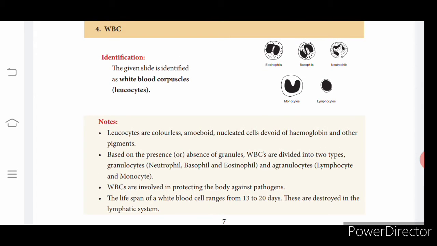Please follow carefully. Till WBC you have to draw the diagram and write notes. After that there is no need of you drawing the diagram. I repeat, till WBC you have to draw the diagram and write notes. After WBC, whatever is there in the manual, you need not draw the diagram. No diagram required. After that, only notes are required.